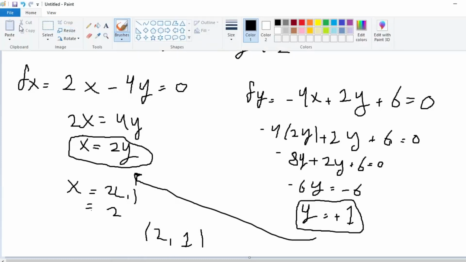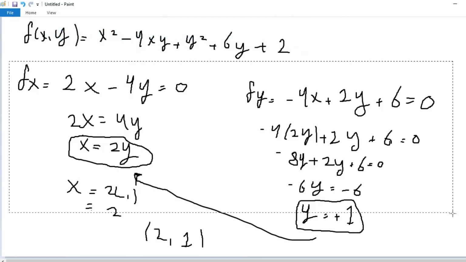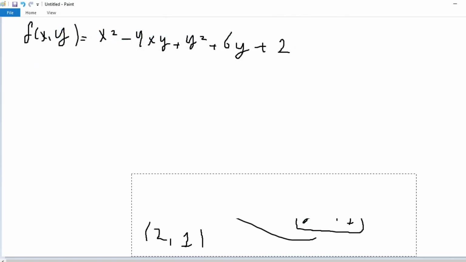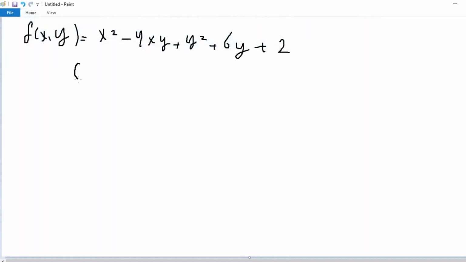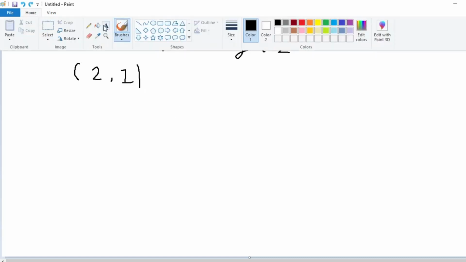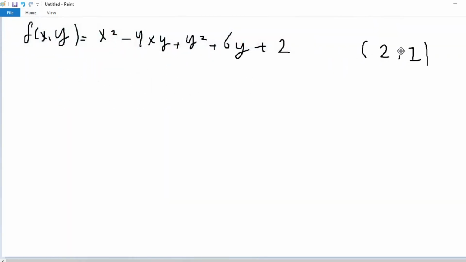Okay, let me make some space here. So the critical point that we found is (2, 1). So the first step, as we said, is to find the critical point. What is the second step? The second step, as we said, is to find the discriminant. Let me move this critical point to this side a little. Okay, so let's find the discriminant.